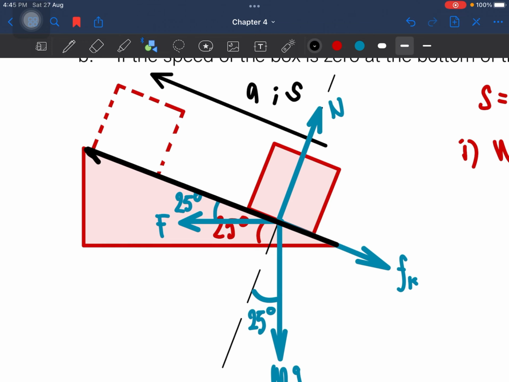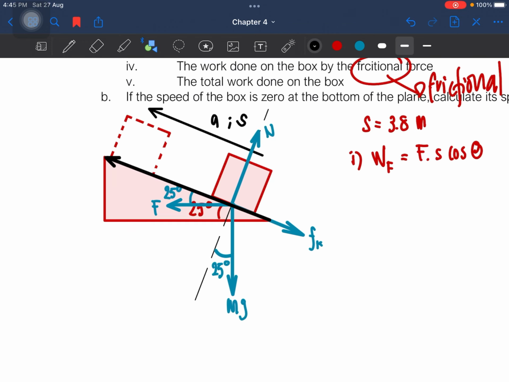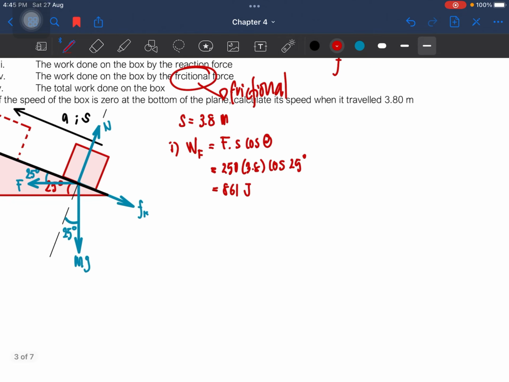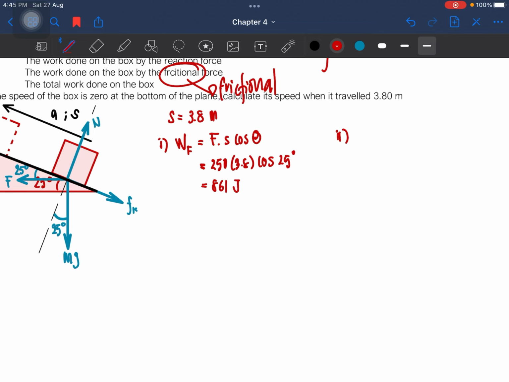Okay, so sekarang ni displacement is here. So from the force to the displacement, the angle is 25 degree lah. Okay, so kita akan letak F is 250 times 3.8 cos 25 degree. Okay, so dapatlah jawapan dia 861 joule.